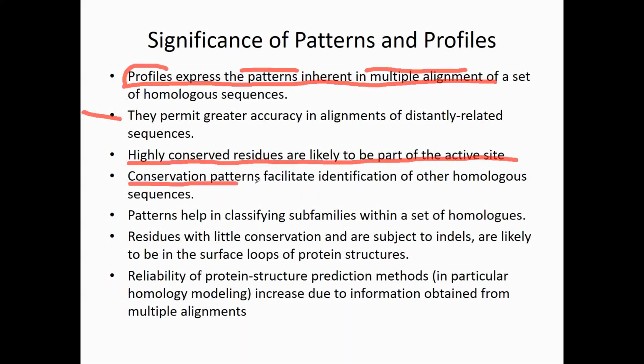Conservation patterns facilitate identification of other homologous sequences. Conservation patterns are those where a pattern is conserved in a family of proteins, found using a multiple alignment.